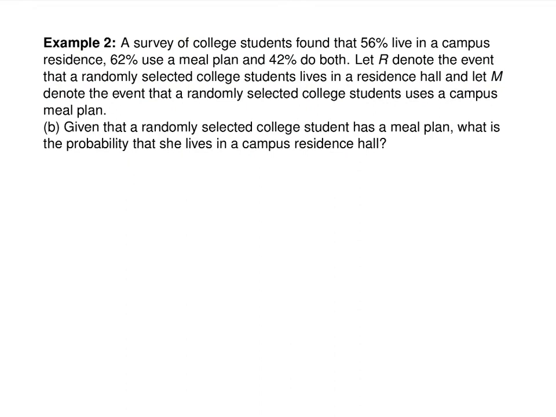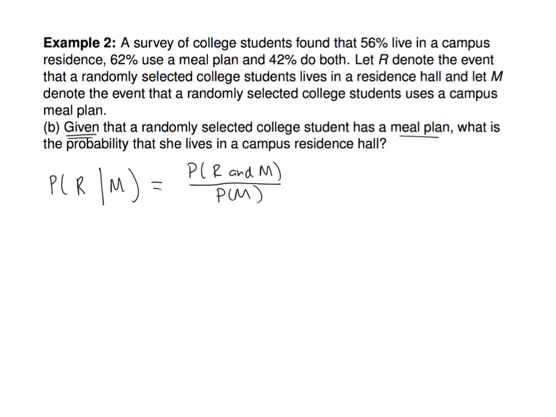Okay, given that a randomly selected college student has a meal plan, what's the probability that they live in a campus residence hall? So the given is the thing that goes second. Probability in residence hall given meal plan. And one of your probability rules states that this is equal to P of R and M divided by P of M. And the basic idea here is that if you know somebody has a meal plan, that's going to increase the chances that they live in a residence hall.